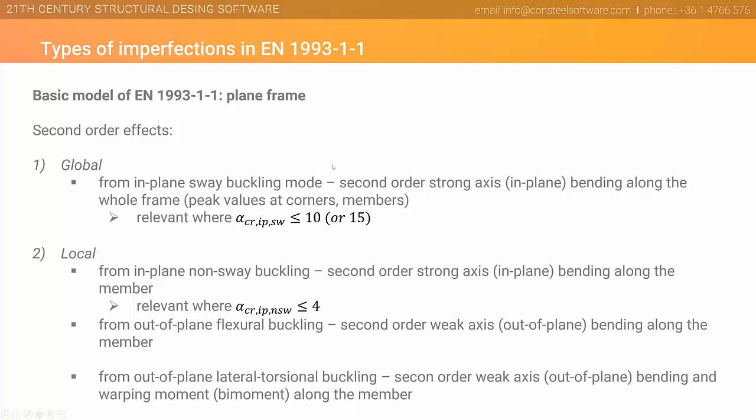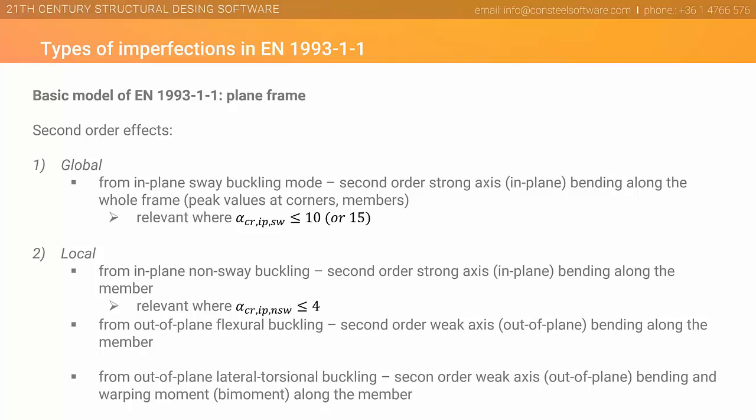Eurocode says that this second order effect, so this global in-plane sway second order effect, is relevant only if the associated elastic critical load level, that means in-plane and swaying, is lower than 10. So as I showed in this illustration, this graph for the second order effect, if we have this critical load level above 10, then the second order effects are negligible.